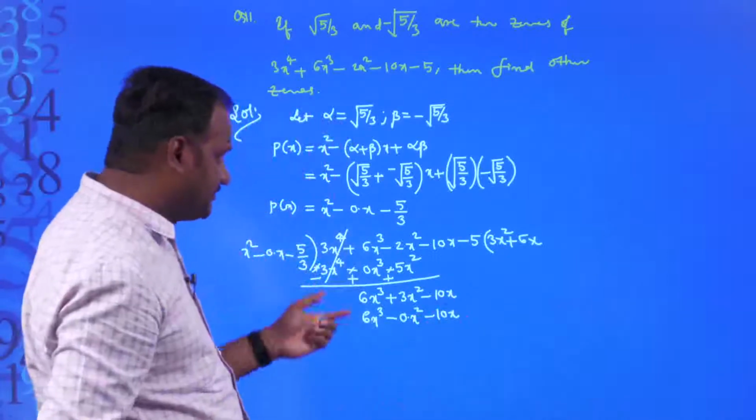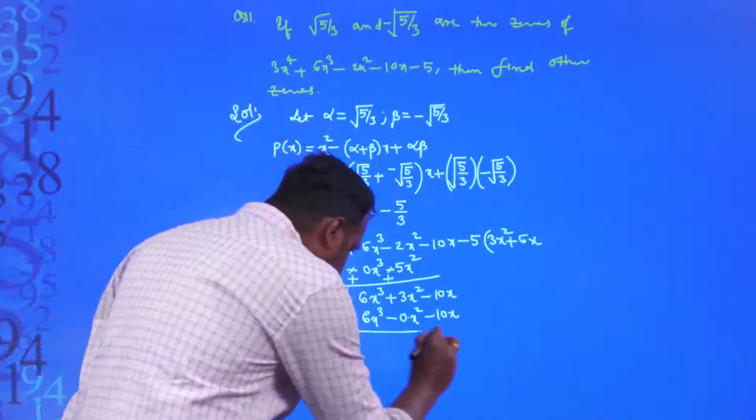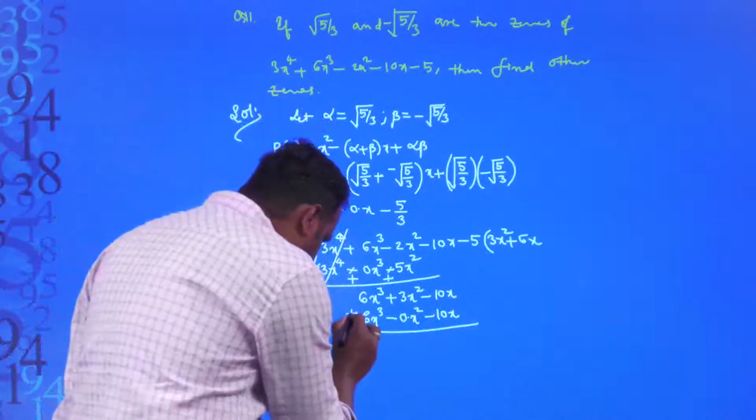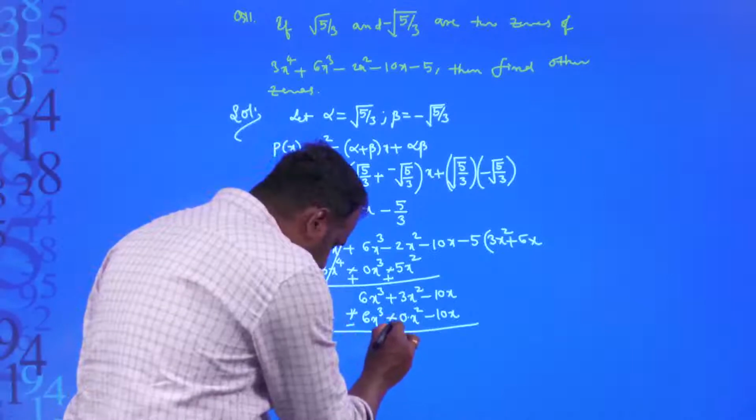Again, you will have to subtract. For that, change the sign. This was positive, so now it will be negative. This was negative, now it is positive.